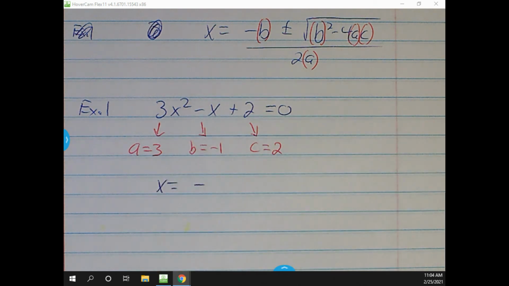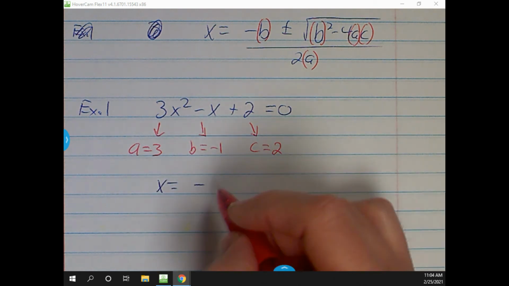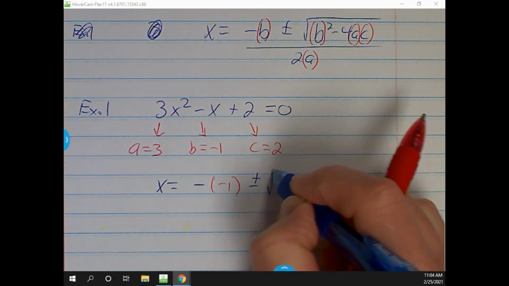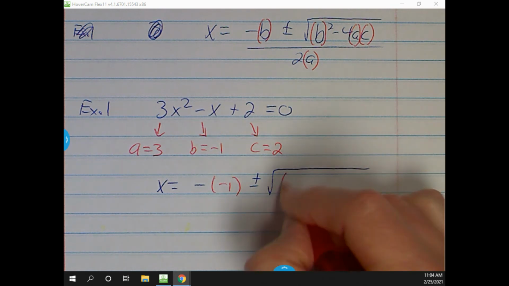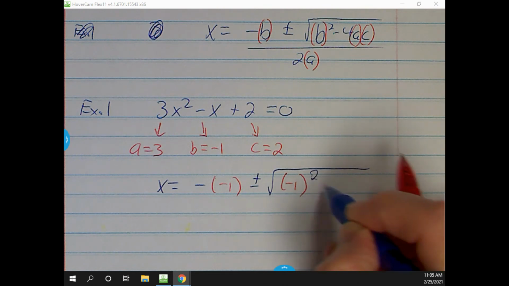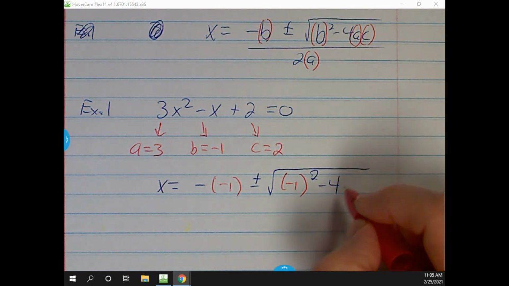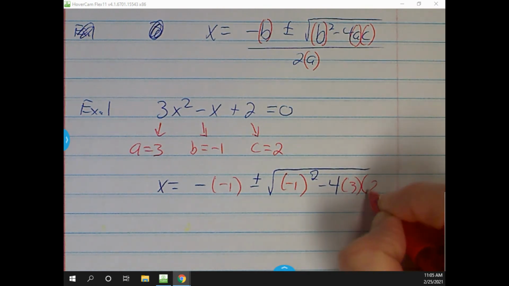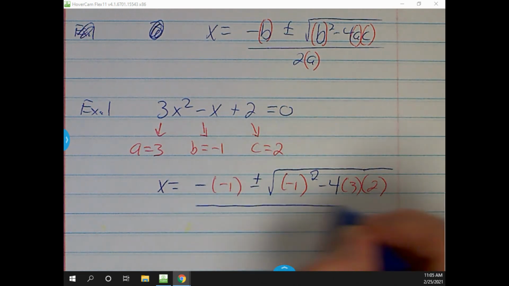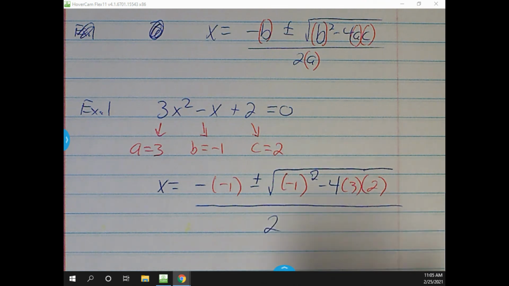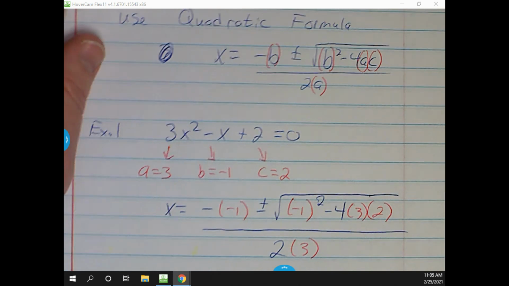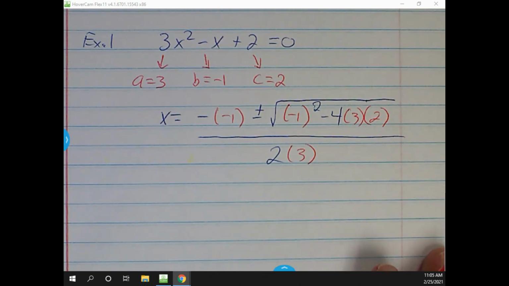All right, and every time we do this one, I'm going to plug in the numbers in red just so it stands out. So we've got -1 for b. And we've got another -1, so it's the same number twice. -4 times a times c. And all that is over 2 times 3. Okay, so just taking the numbers, plug them straight into the formula.